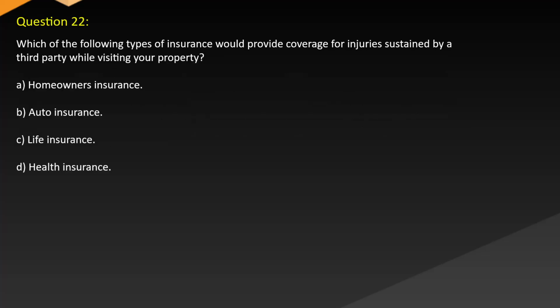Question 22. Which of the following types of insurance would provide coverage for injuries sustained by a third party while visiting your property? A. Homeowners insurance. B. Auto insurance. C. Life insurance. D. Health insurance.